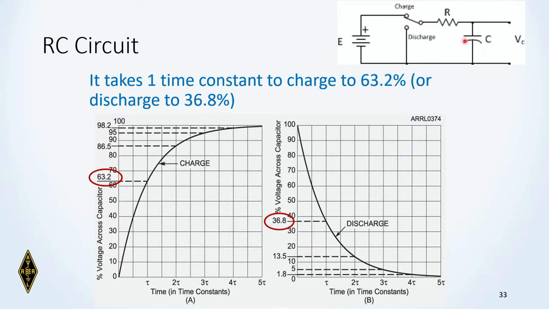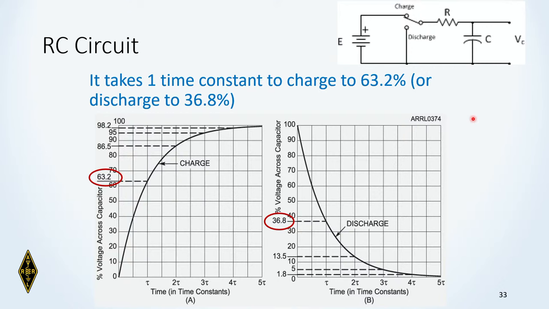You can also change the time that it gets up to 63% of the supply voltage by changing the value of the resistor. Now, if you flip the switch down to the discharge position, the capacitor is going to discharge through the resistor. When the voltage goes from 100% down to the 36.8% level, think of it as about a third, that's a time, one time constant.